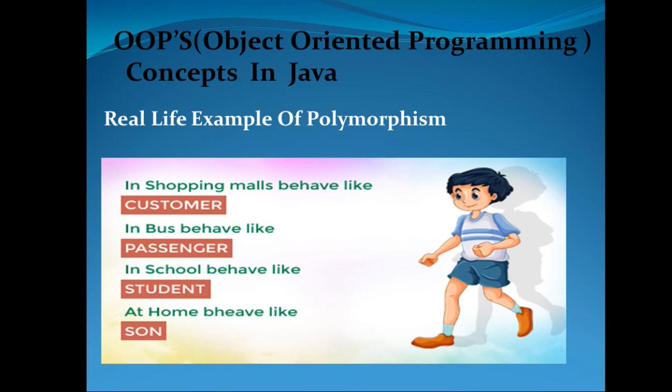So let's discuss the real life example of polymorphism. In shopping malls, a man behaves like a customer. In a bus, he behaves like a passenger. In school, he behaves like a student. At home, he behaves like a son. So this is the real life example of polymorphism.